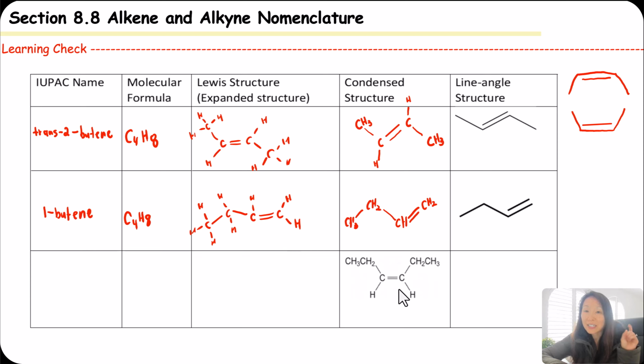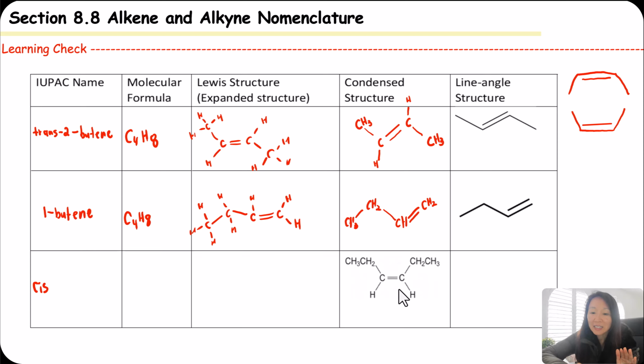The next one here has a double bond in the middle, and cis and trans can apply to this. Do you know what this one is? This definitely is cis. So I'm going to write the word cis in the end so I know what I'm working with.